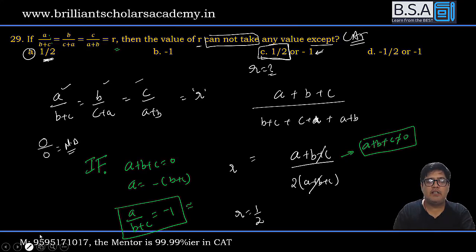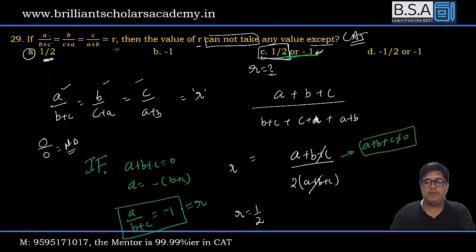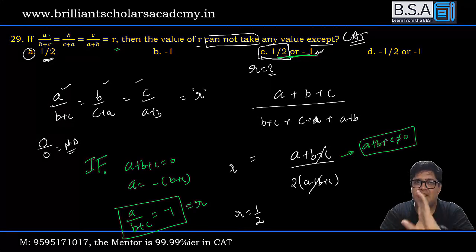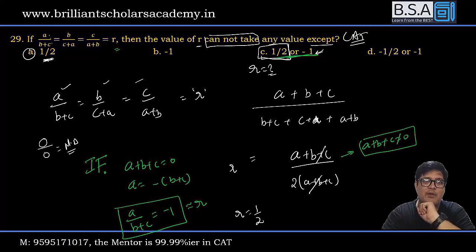Under what condition could R be equal to that? Where A, B, C add up to 0. So R has two possible values. When A, B, C does not add up to 0, it is half. When it adds up to 0, it is -1. Whenever you cancel something, you basically assume it cannot be 0. Here it cannot be 0.